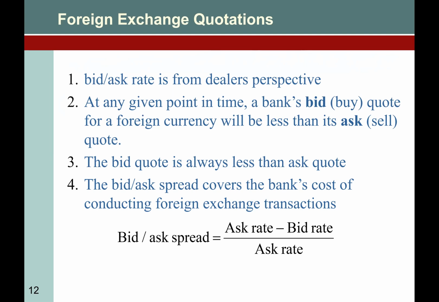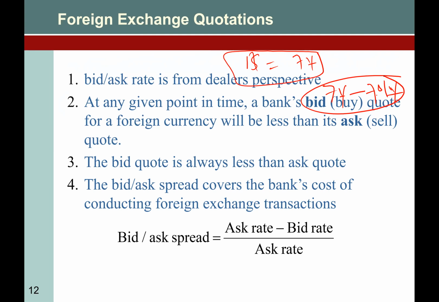So, foreign exchange quotations, right? You have seen that dollar rates are not given as just one number, like $1 is equal to 7 yuan. It's not like that. They will give you the rates 7 yuan and 7.01 yuan. What does it mean?